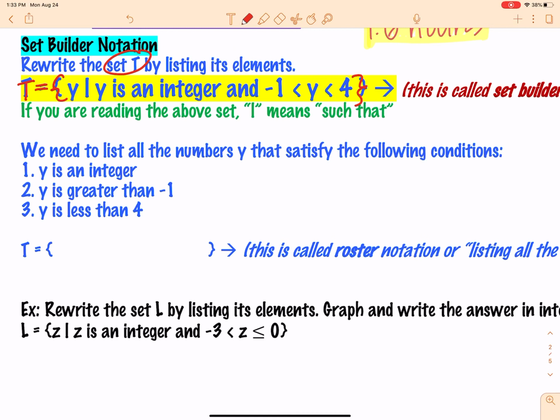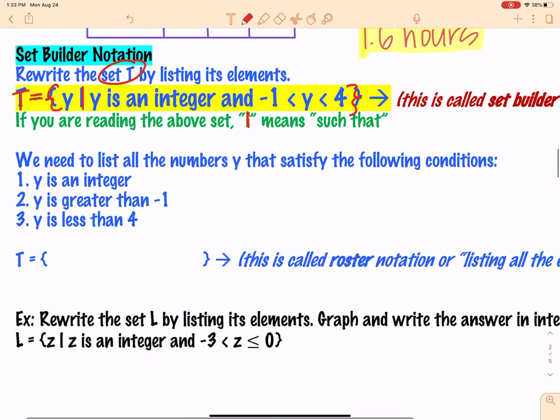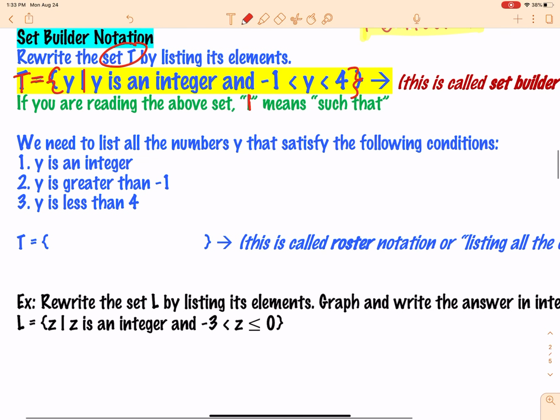So when you see this line here, this is read as "such that." So we're going to read it left to right. So T equals y such that y is an integer, so just like whole numbers, and -1 is less than y, which is less than 4. So this yellow highlighted part is called your set builder notation.